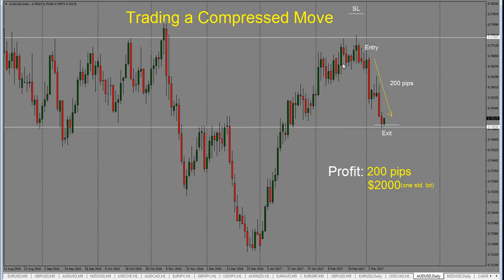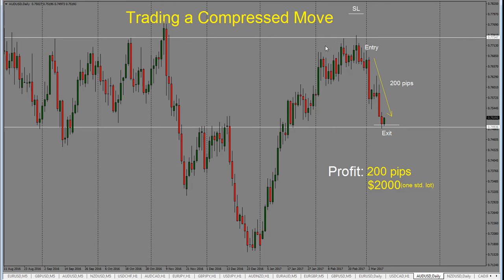So this type of behavior is called a compressed move, and generally we'll tend to see compressed moves at the end of a trend. When price has moved quite a bit, we start to see price struggle to move higher, and that's usually an indication that the price may now turn. This is a reversal pattern.